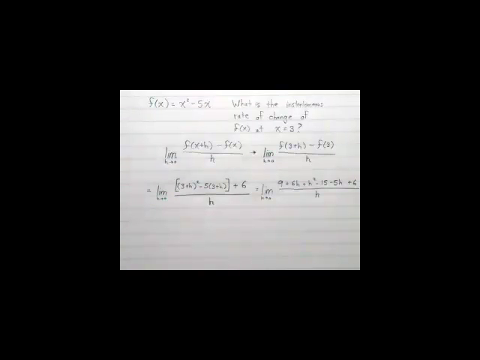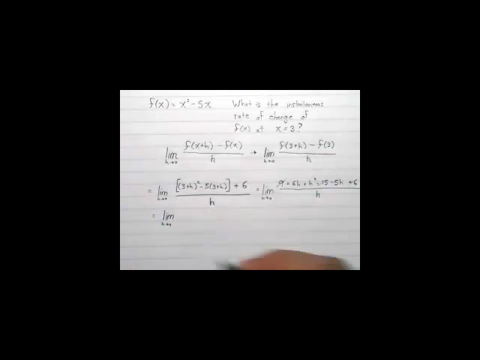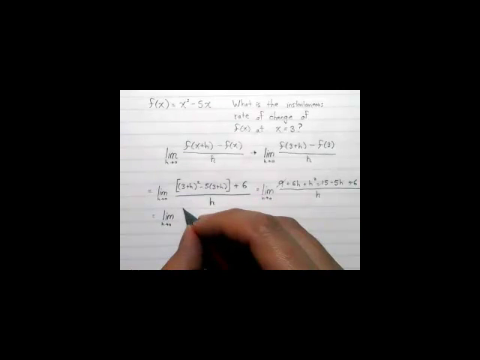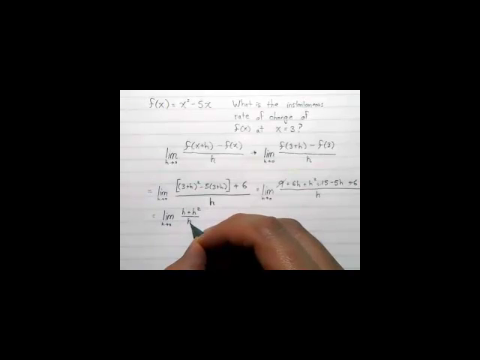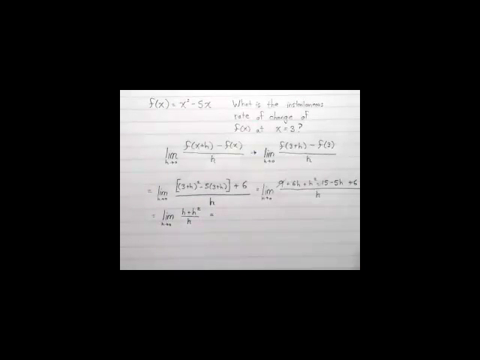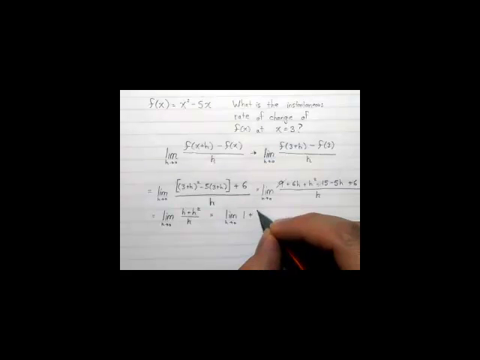And then we can start canceling stuff out on there. So let's see, 9 minus 15 is negative 6, plus 6, so these are all essentially canceling out. And then we've got 6h minus 5h. So we've got the limit as h goes to 0 of h plus h squared, still divided by h. So we start canceling our h's there. Then we've got the limit as h goes to 0 of 1 plus h.